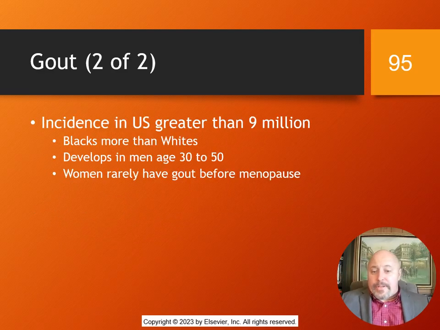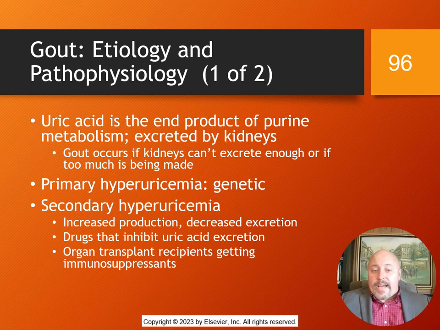There are over 9 million cases of gout within the U.S., usually in men between the ages of 30 to 50, though sometimes in women, rarely before menopause. Uric acid is the end byproduct of purine coming from the diet, and normally it's excreted by the kidneys. In the case of gout, the kidneys can't excrete enough of the uric acid, and that uric acid then begins to build up within the joints.